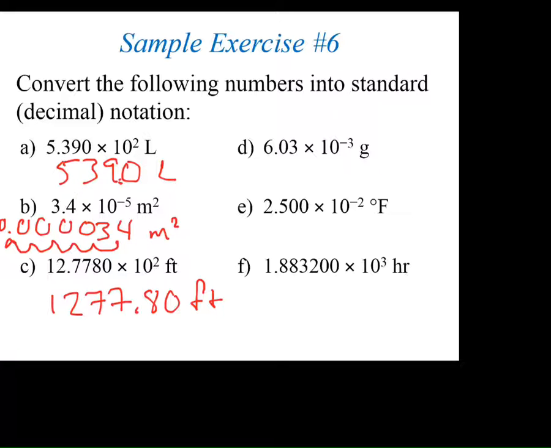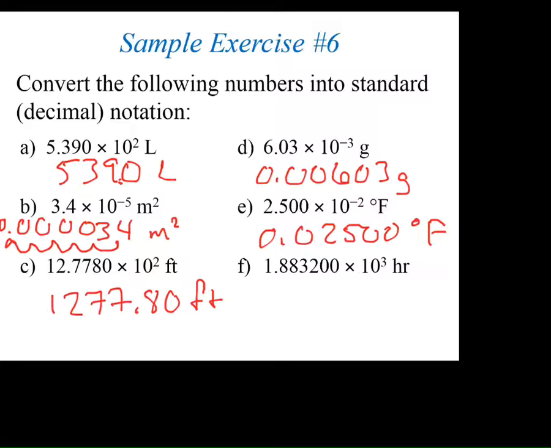Okay, 6.03 times 10 to the negative third. So 0.00603. All right. 2.500 times 10 to the negative 2. Well, again, that has 4 sig figs. These zeros at the end are significant, so these zeros down at the end better be there in the end again. So 0.02500 degrees Fahrenheit. Is that what you got? Maybe? Some of you? Okay.